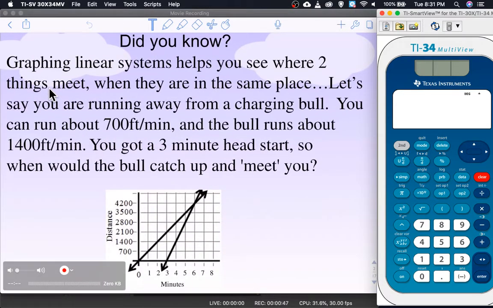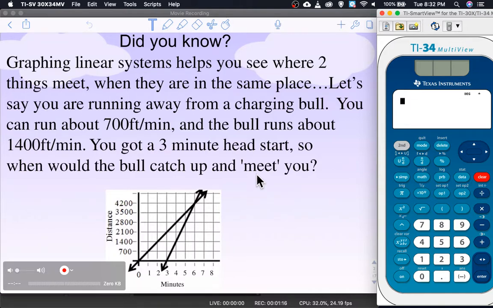Did you know graphing linear systems helps you see where two things meet when they are in the same place? So let's say, for example, you're running away from a charging bull. You can run about 700 feet per minute, which is about the average speed a human can run. The bull runs about 1,400 feet per minute, twice as fast as you. Now, if you get a 3-minute head start, when would the bull catch up and meet you?